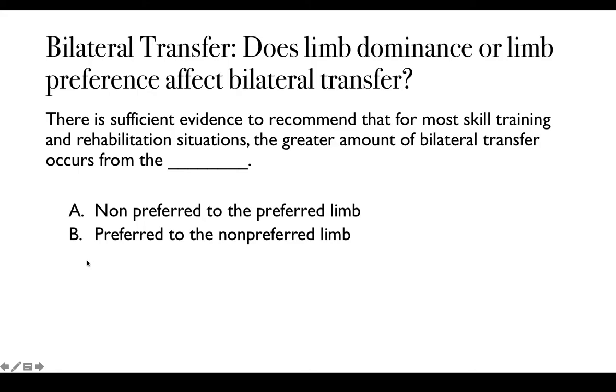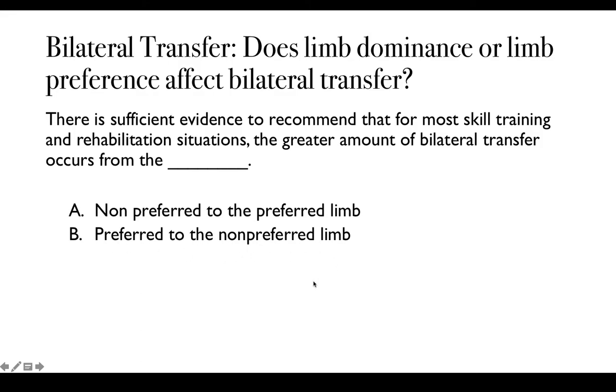So we tend to like to do things that we're successful at, and really to set you up for success, it's probably better to start a skill on the dominant or preferred side. And so motivation certainly plays a factor. And so for this question here, if you were to see this again, say on an exam, the greater amount of bilateral transfer occurs from the preferred to the non-preferred limb.